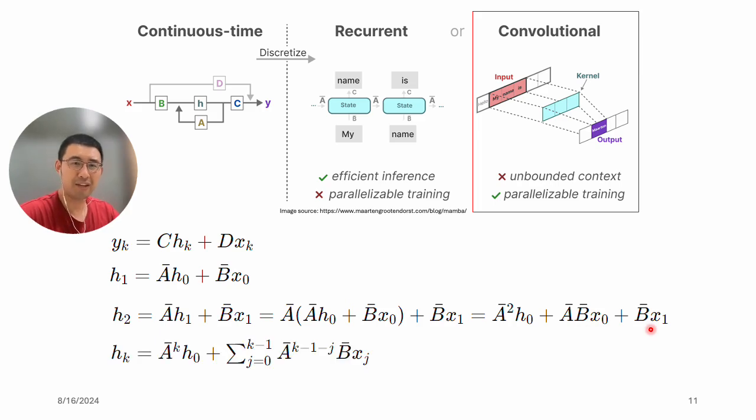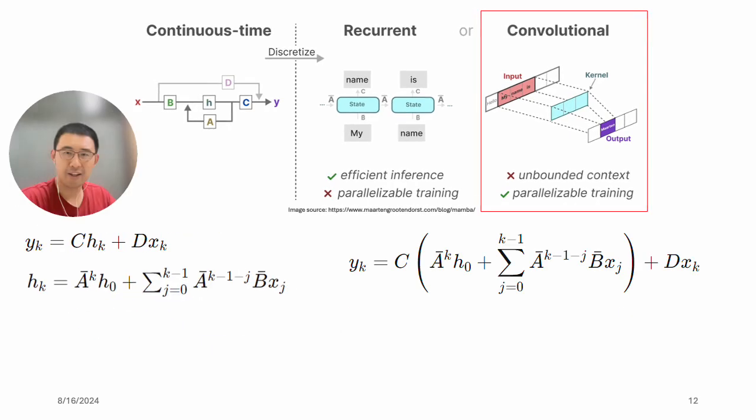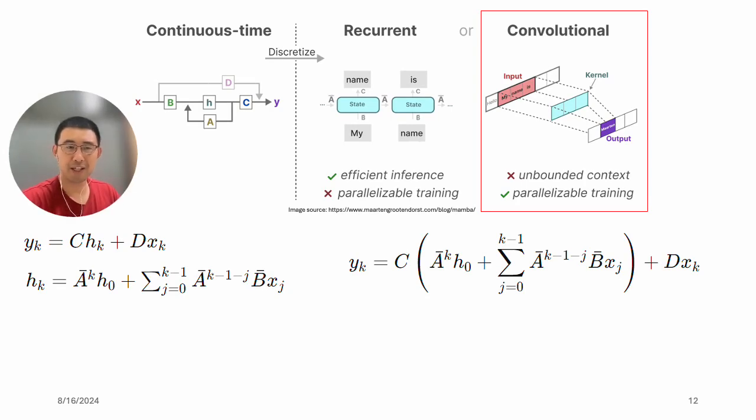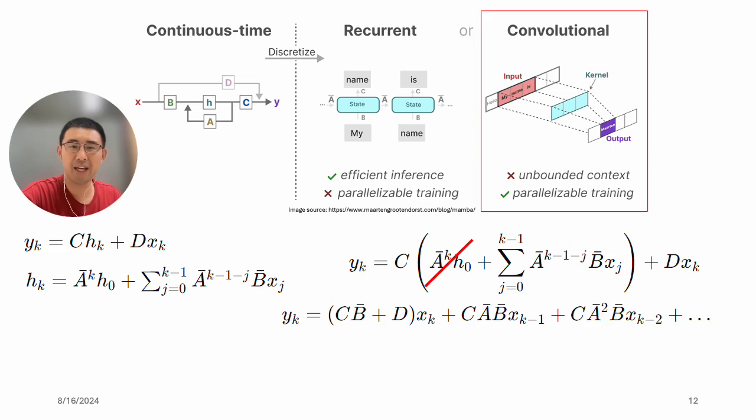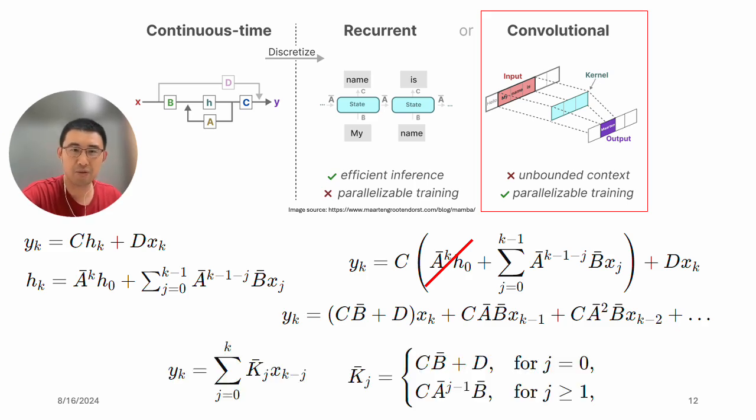So if you just continue to plug everything in, you will realize that h k is basically A bar raised to the power of k times h0 plus a summation of A bar raised to some power times B bar times x j. So if we organize a little bit, we can plug it back in to say, well, y k is basically C times this huge thing plus D times x k. Because h0 is initial state, we can just simplify by saying, well, initial is always 0. We can do that. We just cross this term out. We have this y k equals to this long equation of evaluation, where if we just organize, we can get to the format that we were talking about, that this is a typical convolution that we can easily parallelize.